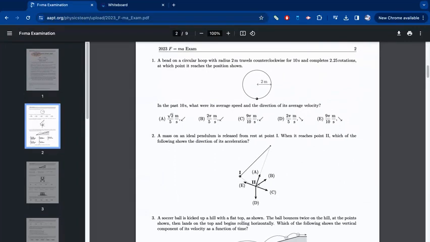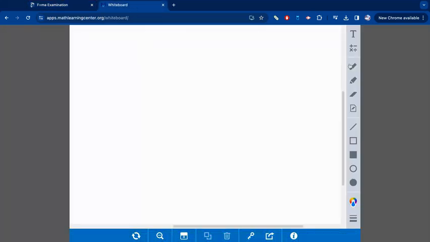You have a bead on a circular hoop with radius 2 meters that travels counterclockwise for 10 seconds and completes 2.25 rotations, at which point it reaches the position shown. You want to find the average speed and the direction of its average velocity in the past 10 seconds. You know that average speed is just distance over time.